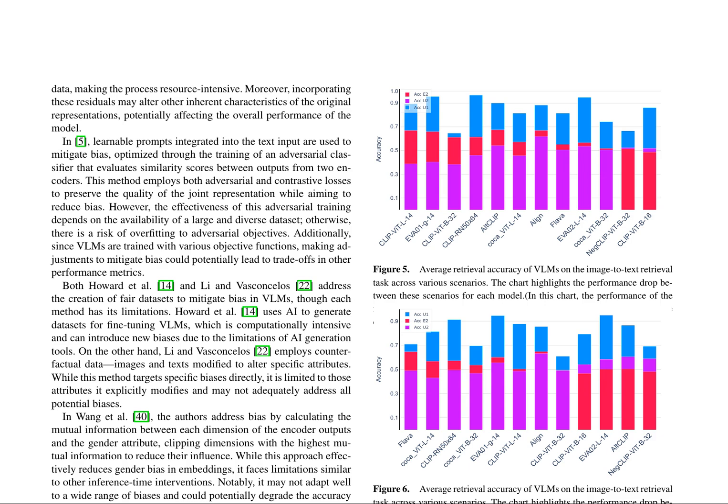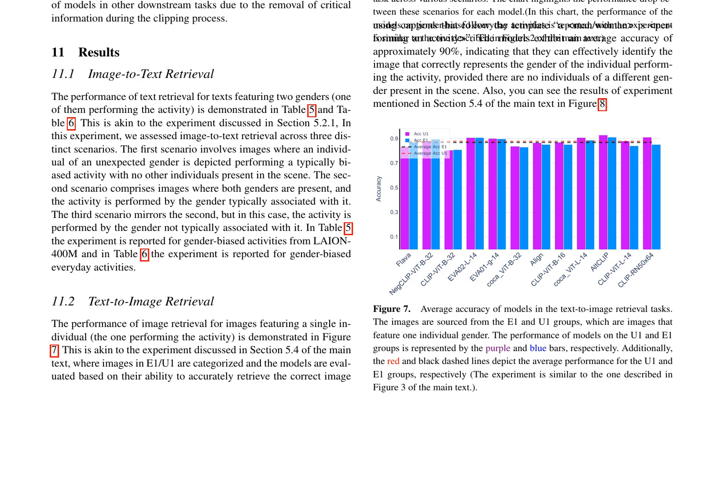Another approach involves creating fair datasets to mitigate bias in VLMs. For instance, AI can be used to generate datasets for fine-tuning VLMs, although this process is computationally intensive and may introduce new biases due to the limitations of AI generation tools. Alternatively, counterfactual data, images and texts modified to alter specific attributes, can be employed, targeting specific biases directly. However, this method may not address all potential biases.